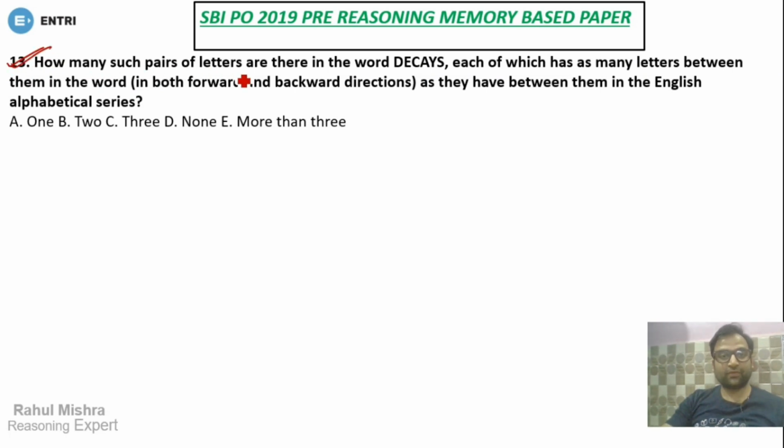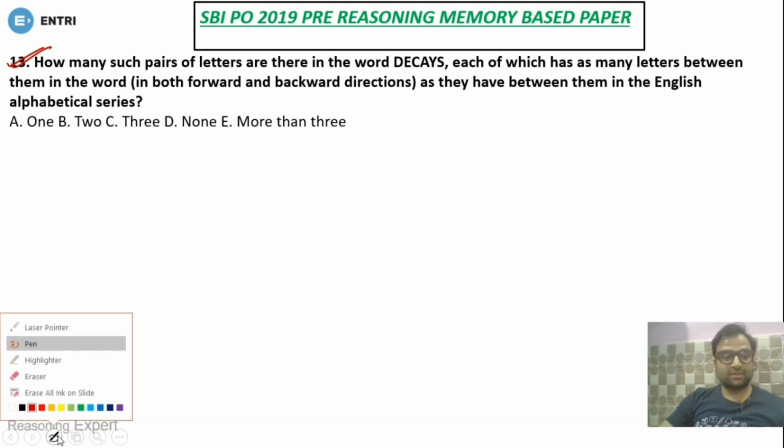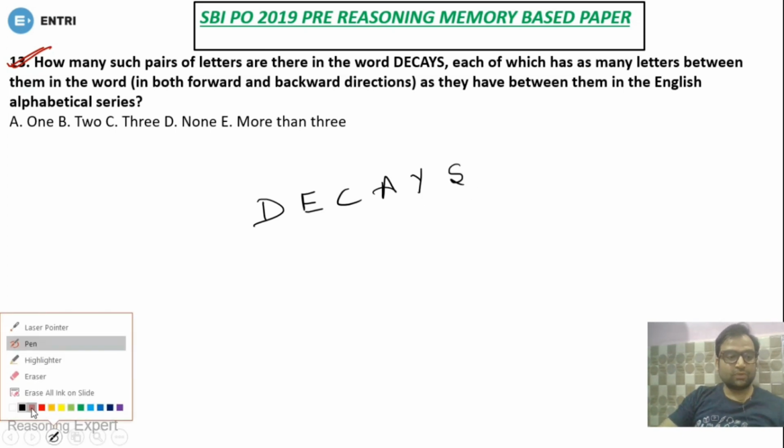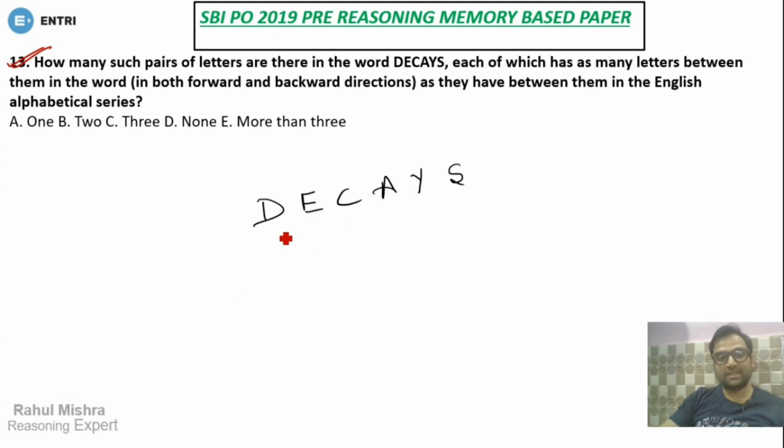How many such pairs of letters are there in the word DECAYS, each of which has as many letters between them in the word in both forward and backward direction as they have between them in the English alphabetical series? Okay, so how to solve this kind of question? First you have to write down the word which is given to you, that is DECAYS. After that, what you have to do? You have to write down each and every letter's place value.